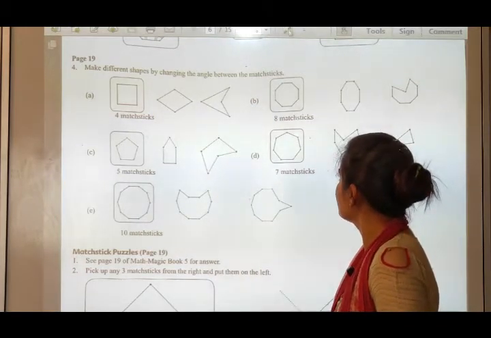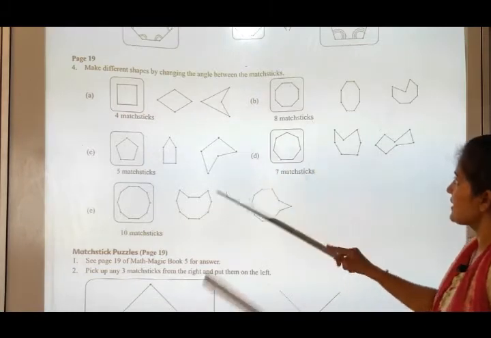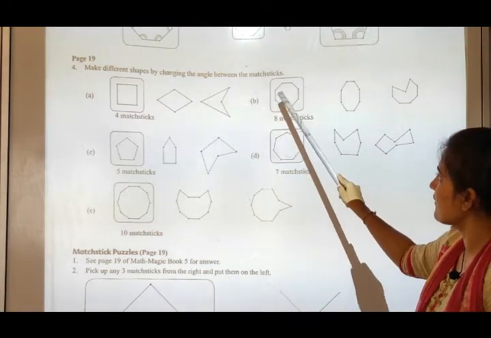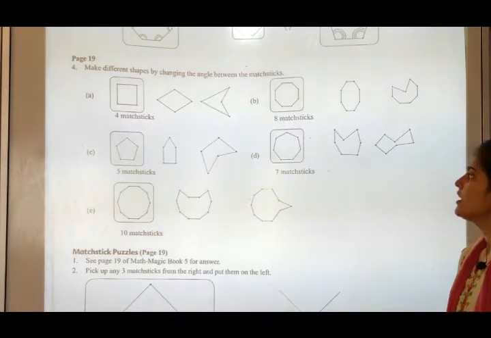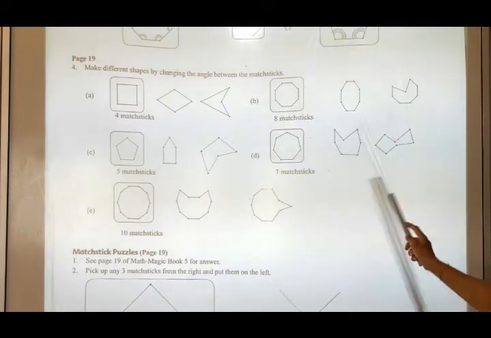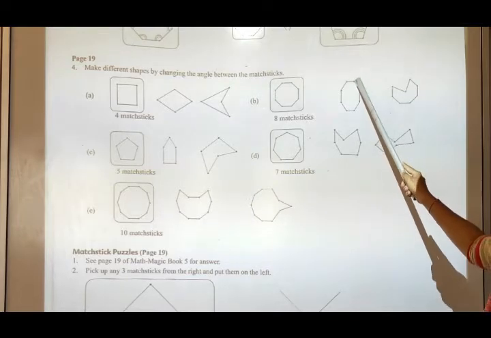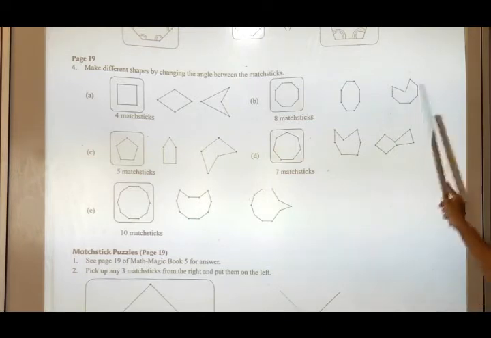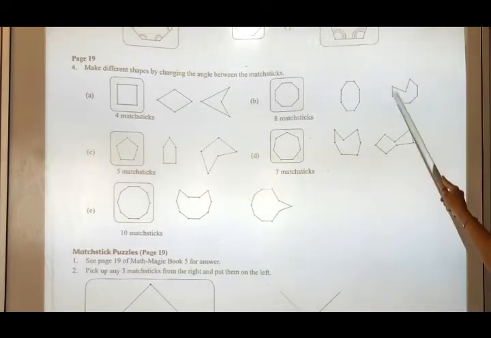Now next is 8 matchsticks. Here you can see 8 sides are there: 1, 2, 3, 4, 5, 6, 7, 8. 8 matchsticks are there. So if we want to draw another shape, it will be like this way: 1, 2, 3, 4, 5, 6, 7, 8. Here also 1, 2, 3, 4, 5, 6, 7, 8.